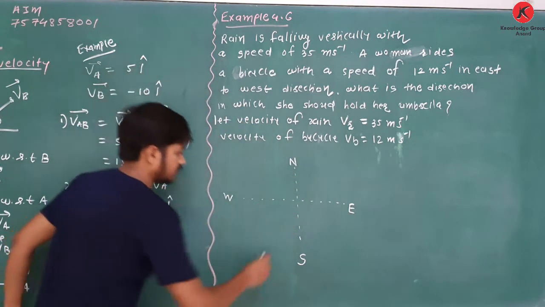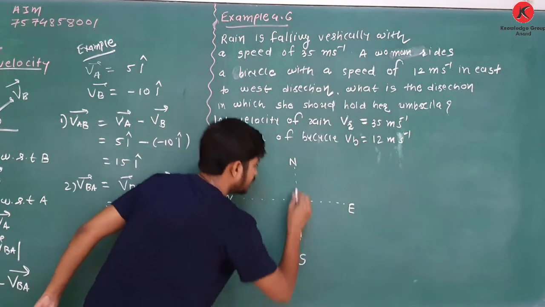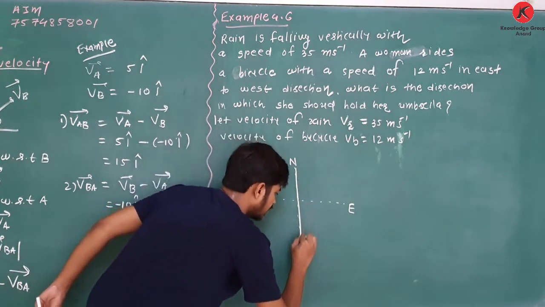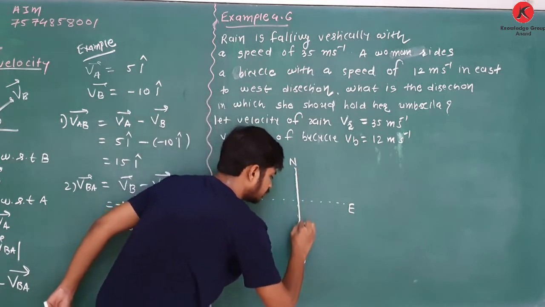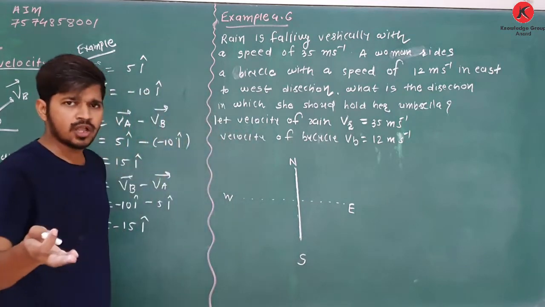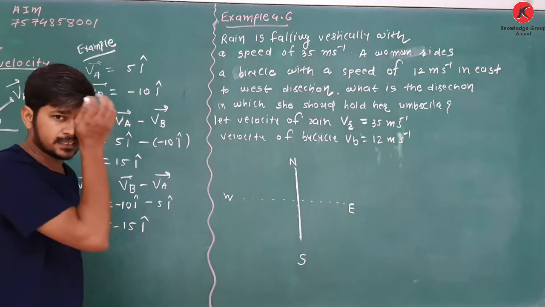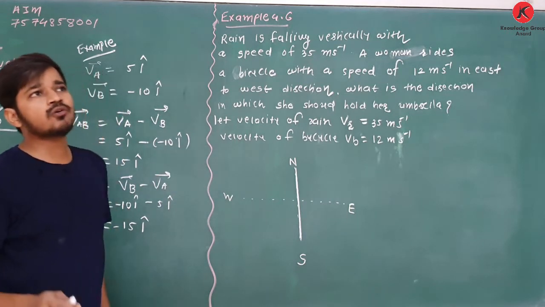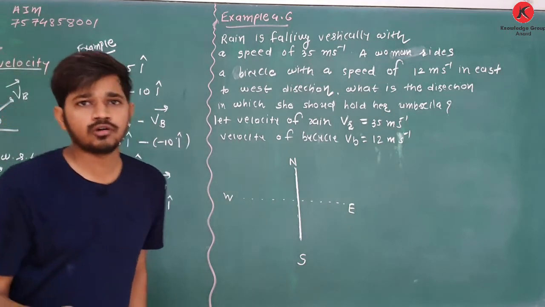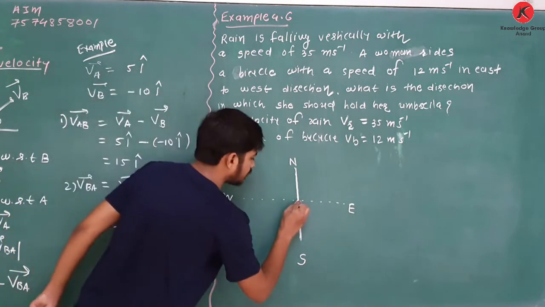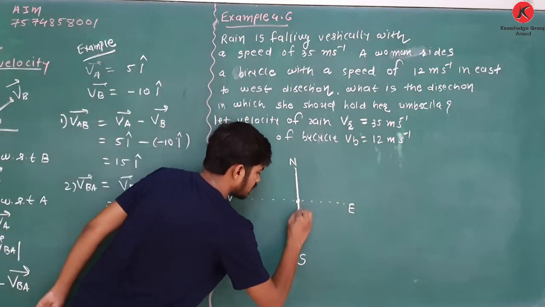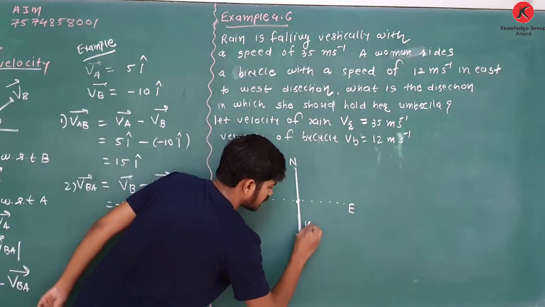I will draw like this. Rain is falling in the downward direction. Yes, you know, rain is falling in the downward direction. Now, from which point do you have to draw? I am drawing this velocity vector from this point, the origin. So it is VR.